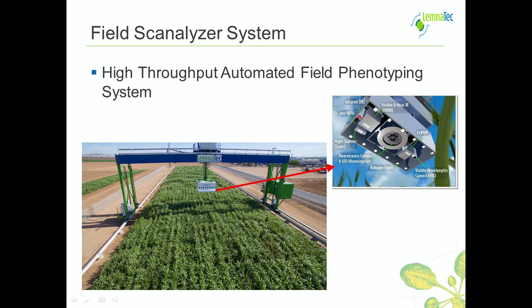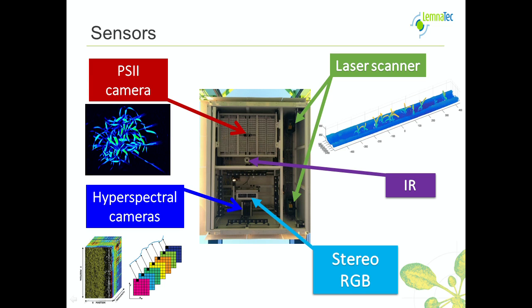The gantry system includes a camera box, and all the sensors are inside the camera box here. It's moving in 3 dimensions in the field and is able to reposition at millimeter-level accuracy. We have quite a suite range of sensors in the camera box, starting with stereo RGB, thermal to measure the water content of the plant, and a laser scanner.